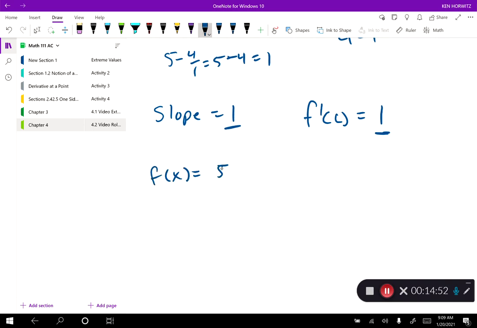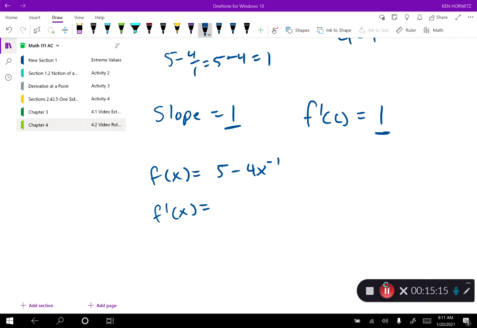So our original function is 5 minus 4x to the negative 1. I'd rather write it this way because I'd like to use the power rule if I could. So f prime of x equals what? So why don't you pause the video now, execute the derivative, simplify it, and we'll compare our answers on the back end.